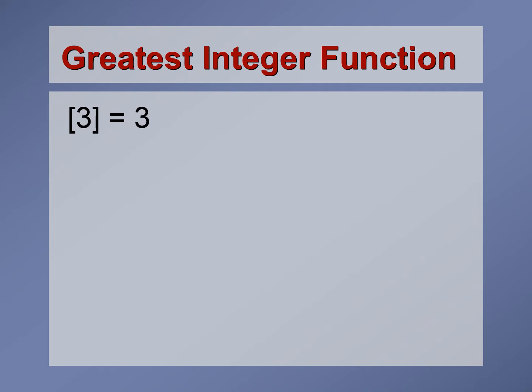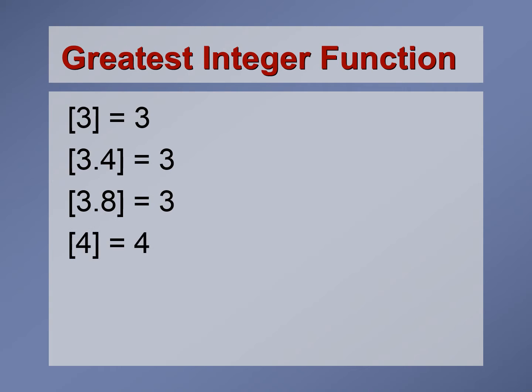So for example, if our x value is 3, our y value would be an integer that is either 3 or less than 3, so it would be 3. If you have 3.4, 3.4 is not quite 4 yet, so that means that our y value would be 3. 3.8 would still be 3 because you're not yet to 4. When you get to 4, then your y value is 4.